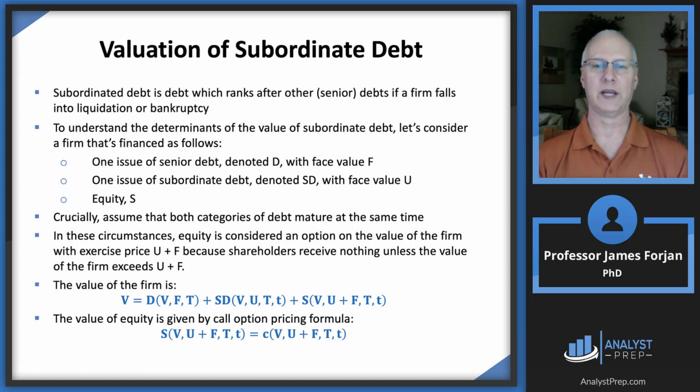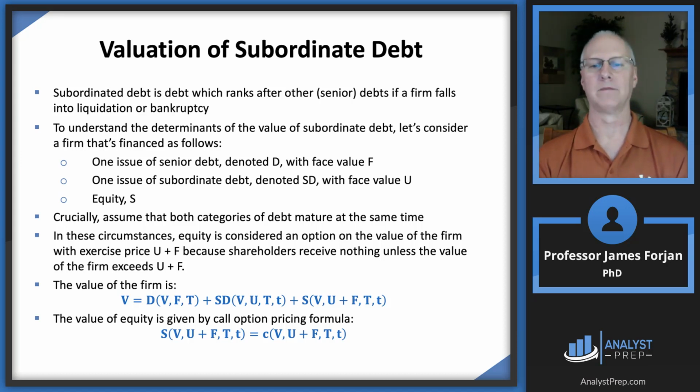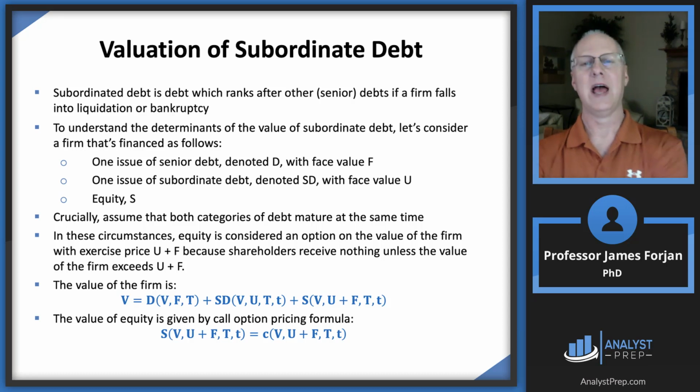And so what we can do is break up that zero coupon bond into its two components. So look at the second bottom block point. The value of the firm is the value of the senior debt plus the value of the subordinated debt plus the value of the equity. I guess the text uses S for stock. So then you can rearrange that, and the value of the equity is given by this call option pricing formula. It's similar to what we had before, but now you have to worry about the market value of the assets being sufficient to pay off the senior debt and pay off the junior debt.